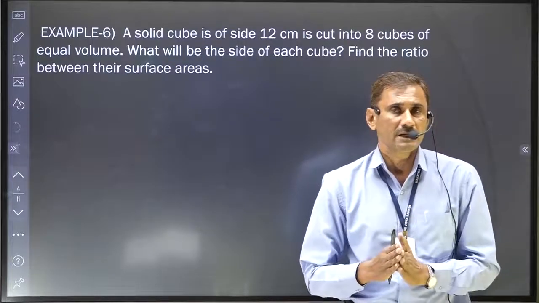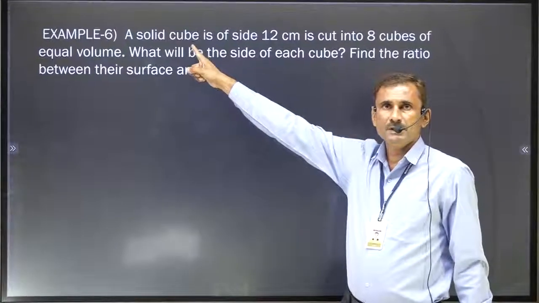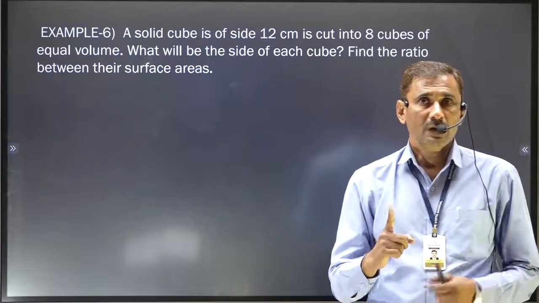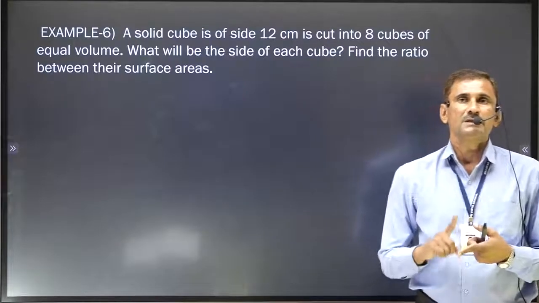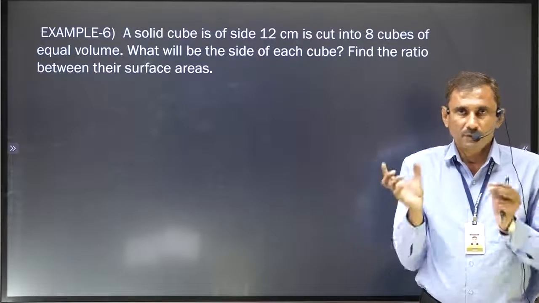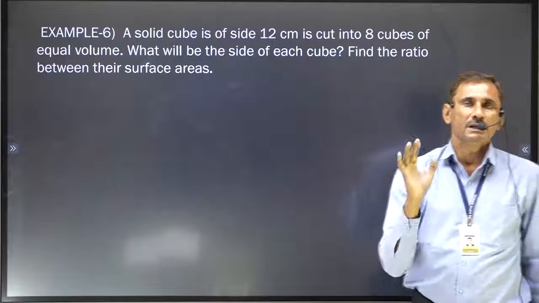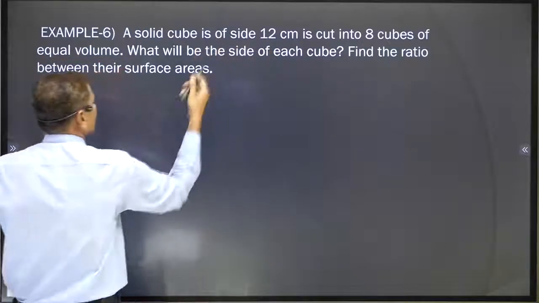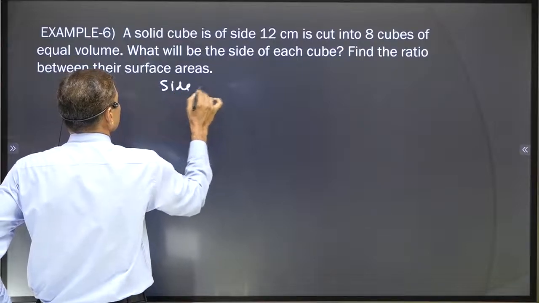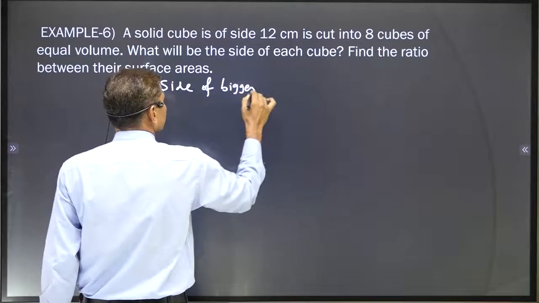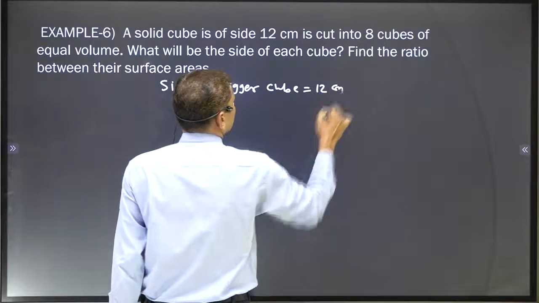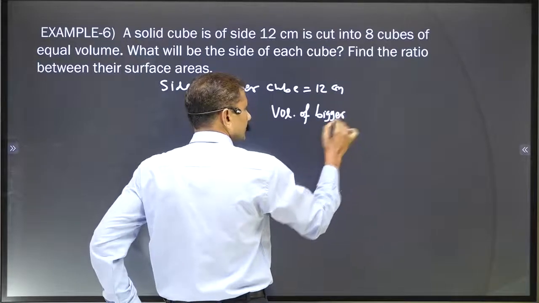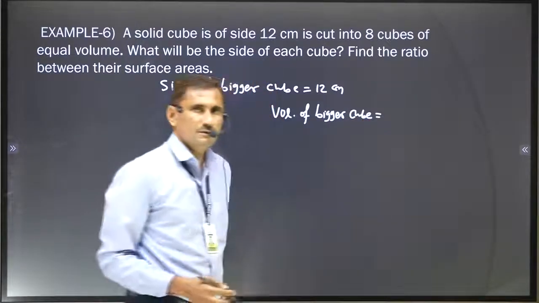So first of all, we should find the volume of the original cube. Then we will divide it by 8, so we will have the volume of each cube. After getting the volume of each cube, we will have its side also. After getting the side of the smaller cube, and the bigger cube we already have, we can find the ratio of their surface area. So first of all I write here whatever is given: the side of the bigger cube is 12 centimeter. So I am writing here the volume of the bigger cube. I purposely use the word bigger so that you can understand it is the original before division.